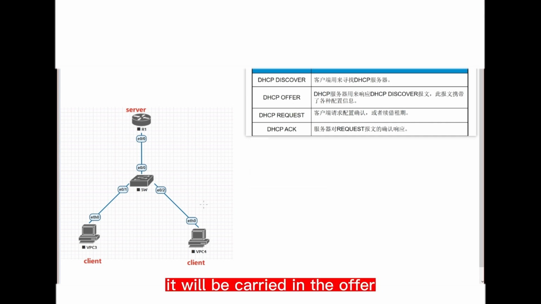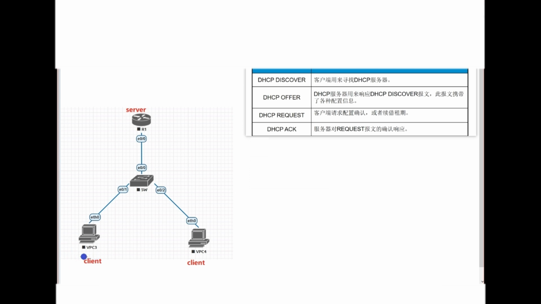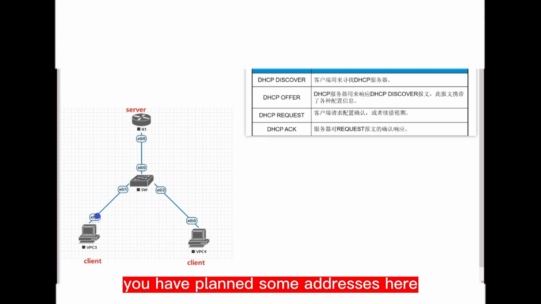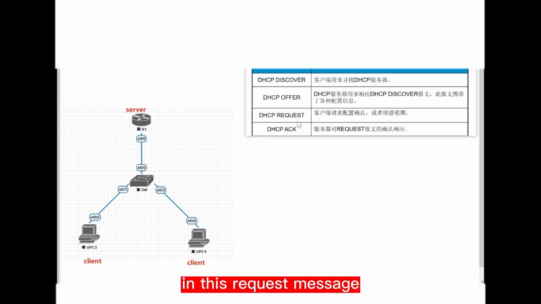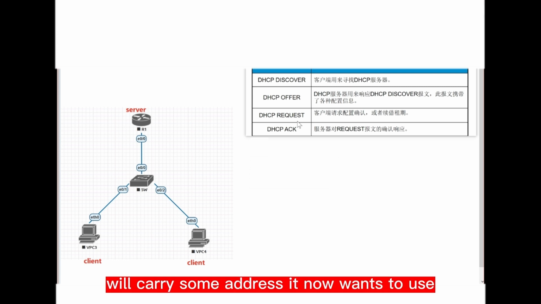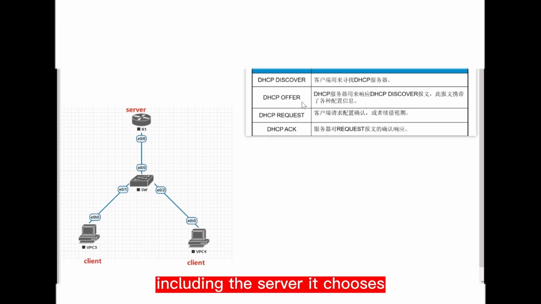It will be carried in the offer: what address do you want this device to use? For example, you have planned some addresses here. When the PC receives it, it will reply again. It will reply with a request. In this request message, it will carry some address it now wants to use, including the server it chooses.